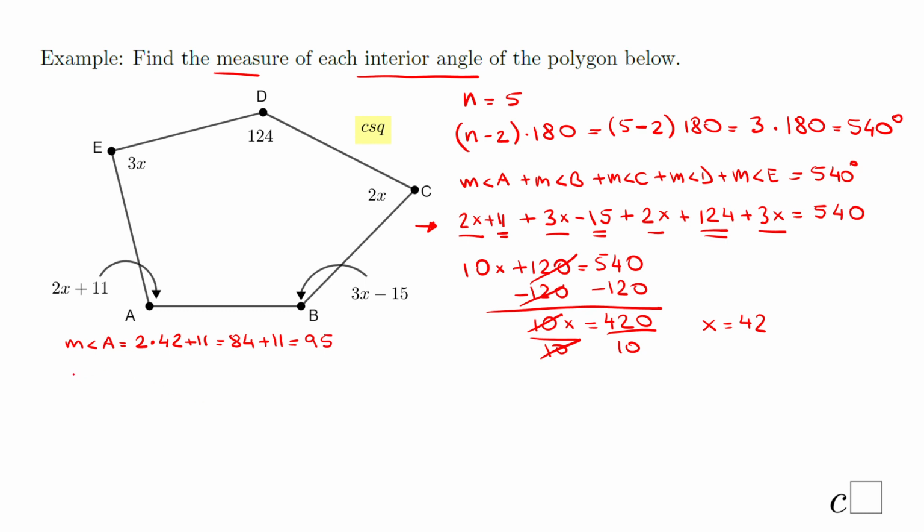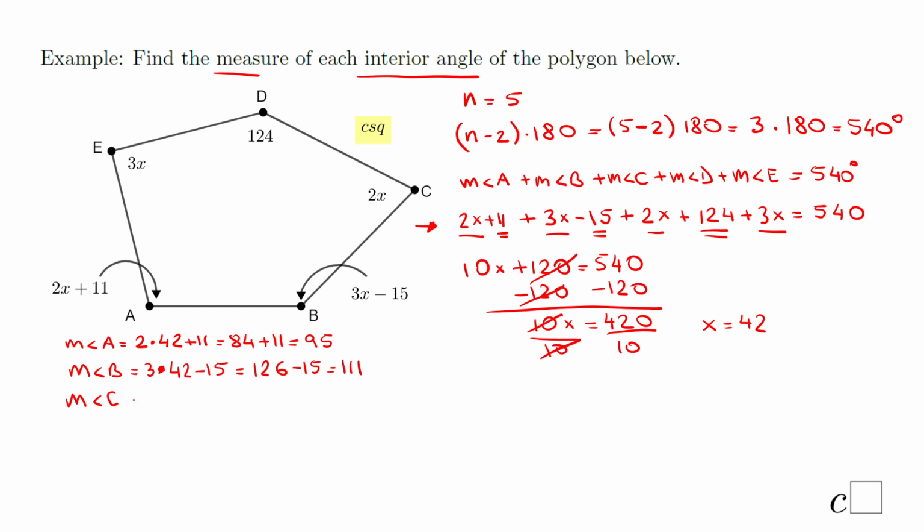What about angle B? Very similar approach. Angle B, it's 3x minus 15. So 3 times 42 minus 15. 3 times 42, that is 126. Minus 15, we're going to end up with 111 degrees.